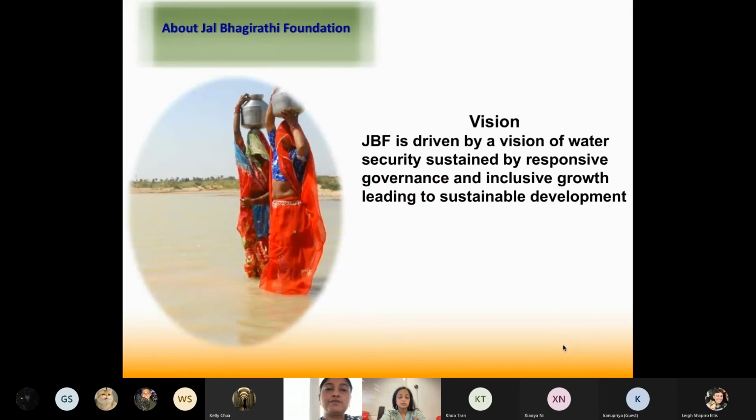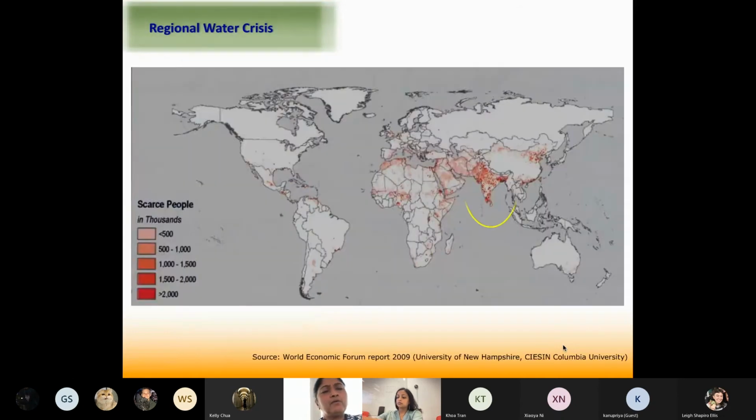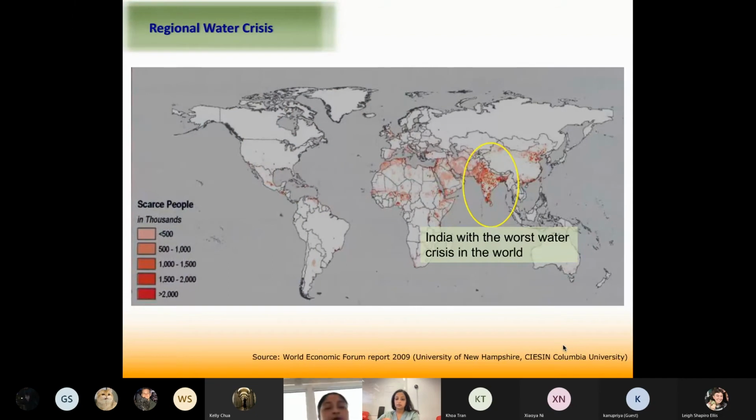A little about Jal Bhagirathi Foundation. We are a non-profit organization. We were set up in 2002 with a mandate to work in and with water distressed communities, with a vision for water security, which we hope is sustained by responsive governance, inclusive growth of people working together, leading to sustainable development. We all talk about water and water becoming a crisis. This is a map that I have pulled out from the World Economic Forum report. If you see the red spots, the various different colors, it talks about the water crisis. And if you look at India, we are worst affected by water crisis. We have very, very severe pressure on water also because of our increasing population.